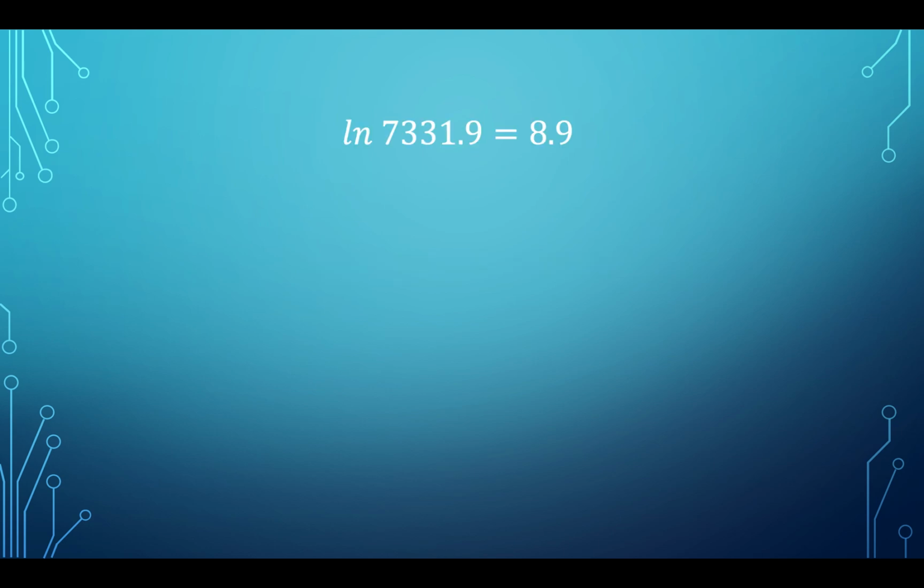So in the first problem, I gave you ln of 7,331.9 is equal to 8.9. What we had to do was convert this into exponential form. If you remember from yesterday, I told you anytime you see ln, we can replace that with log base e. And anytime we see log base e, we can replace that with ln. The two can be used interchangeably. So ln is equal to log base e. So the first thing we're going to do is replace it.